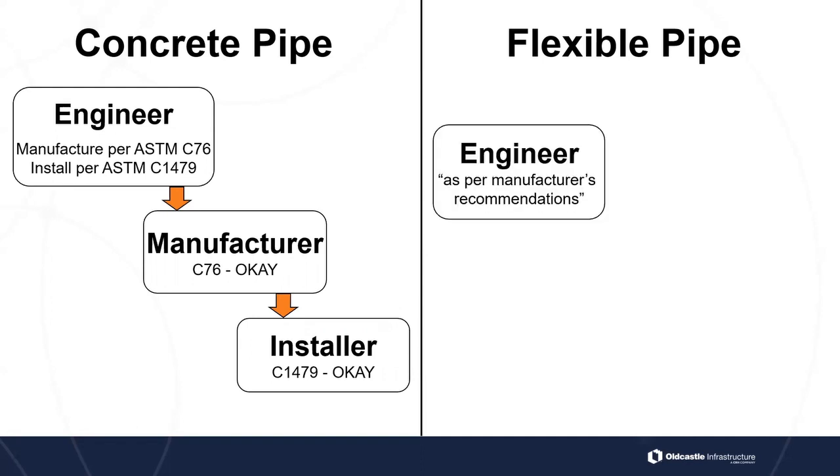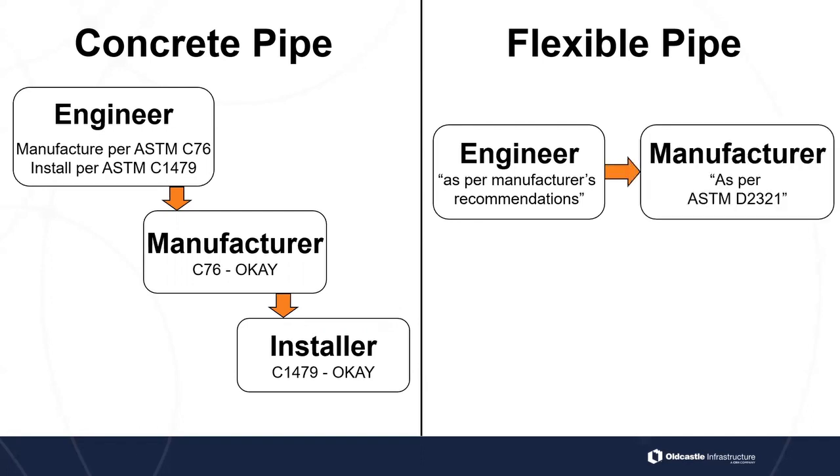Now, with flexible pipe, it gets a little bit different because as engineers, we like to say as per manufacturer's recommendations. So we try to alleviate any reference back to us. So we say, okay, we're good. We're putting all of the onus and responsibility on the manufacturer. So when we do that, the manufacturer, on all of their references and all of their literature, says as per ASTM D2321, which is the installation spec. So they're referencing a specification, and still all is fine.